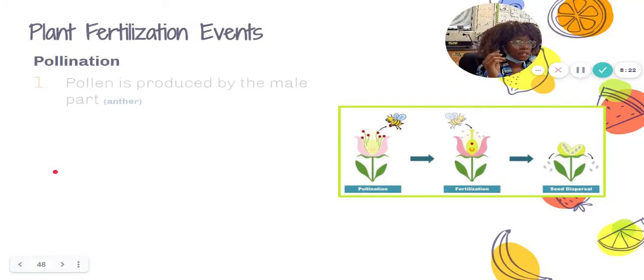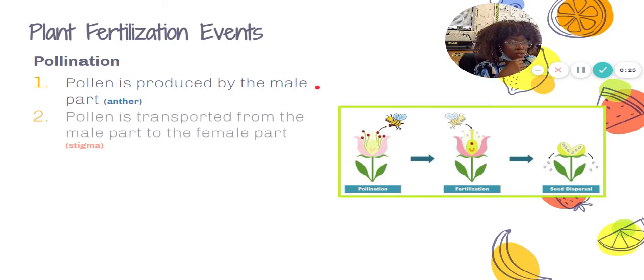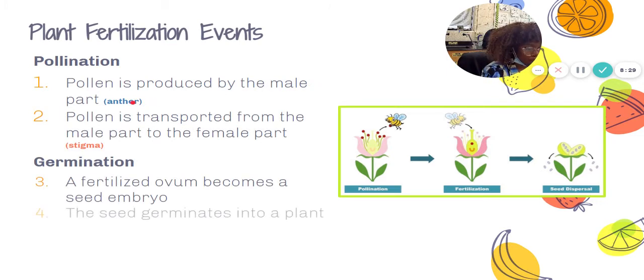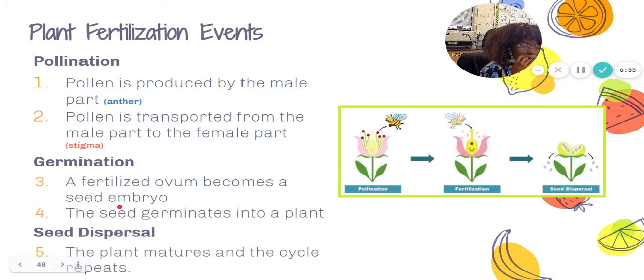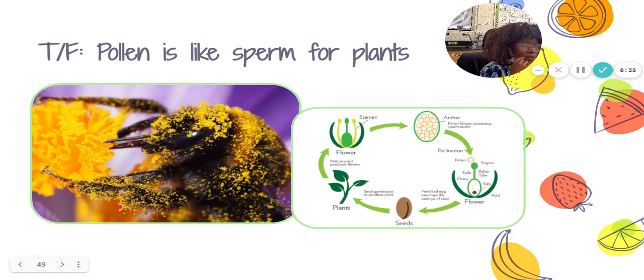Here are the plant fertilization events. I'm not going to read these to you. You can read them on your own. I know you can do it. I am so proud of you. Again, I'm not reading it to you. True or false, the pollen is like sperm for plants.